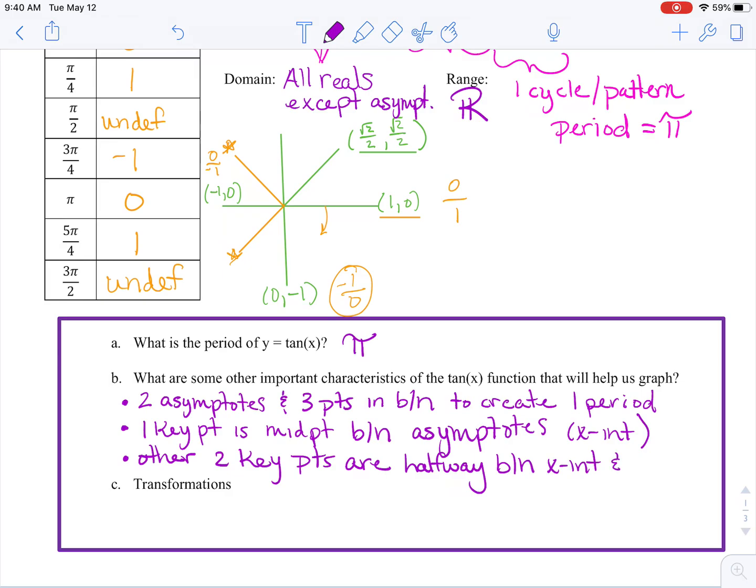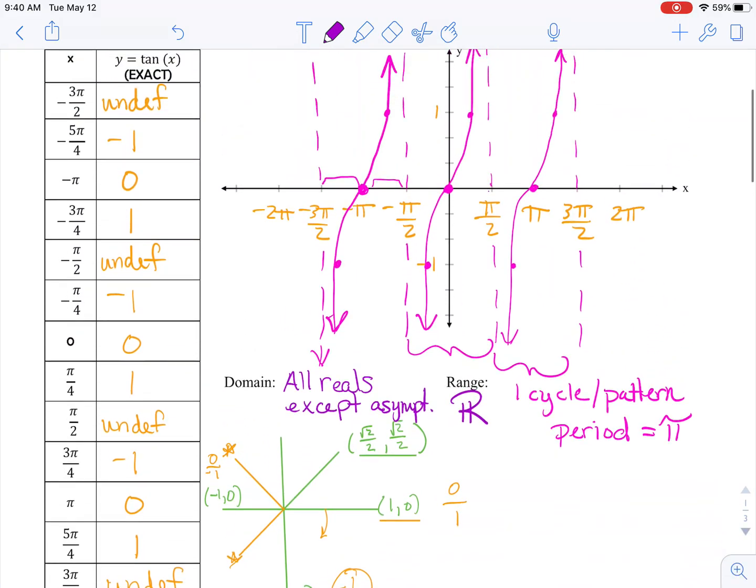So halfway between the x-intercept and the asymptote at 1. Now the 1, remember, is on the right, and -1 is on the left. That gives us the tangent look of rising from left to right, which is very important. All right, so this should help us know our parent graph.